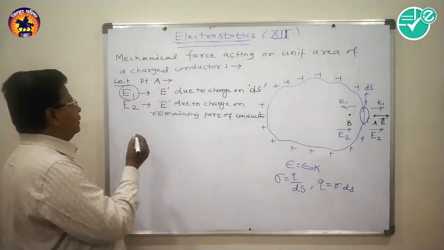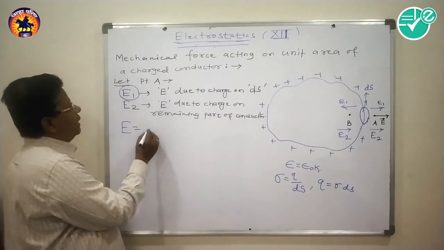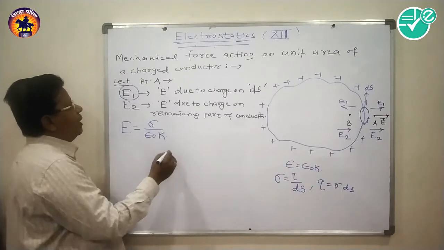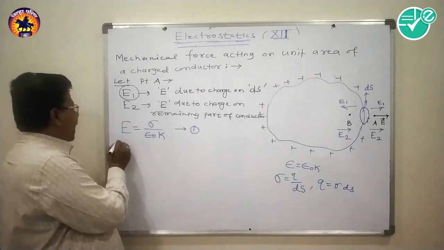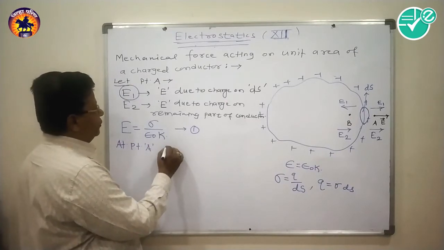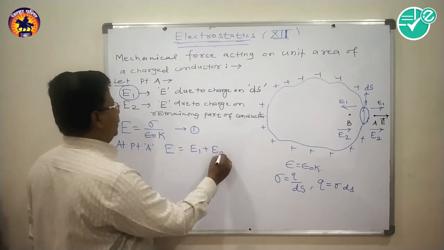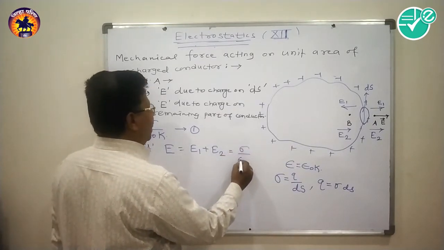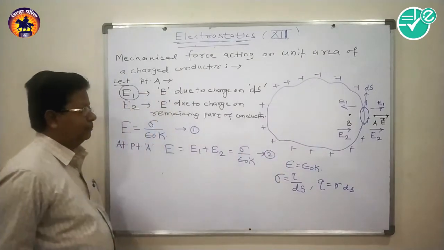Again, we know that the electric field intensity at a point outside the charged conductor is given by E is equal to sigma divided by epsilon 0 K. At point A, the total electric intensity E is equal to E1 plus E2, which is equal to sigma divided by epsilon 0 K. So this is equation number 2.